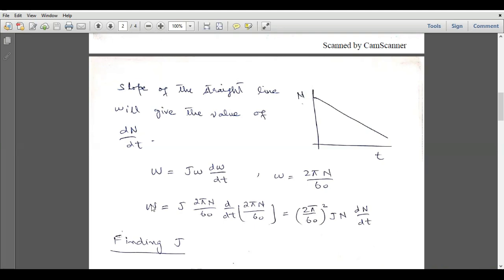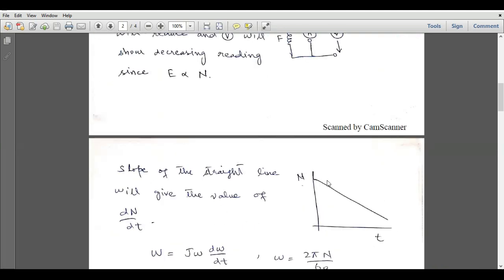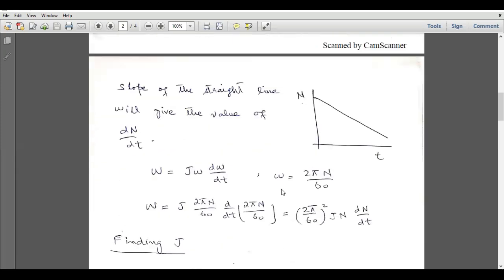So we have such a profile after switching off or after cutting off the armature winding from the supply, and the speed of the armature will start decreasing and it will take some time to reach zero, and the slope of this straight line will give us dN by dt, right? So if we calculate the slope of this line, we can get the value of dN by dt.